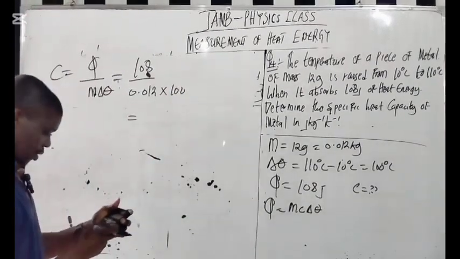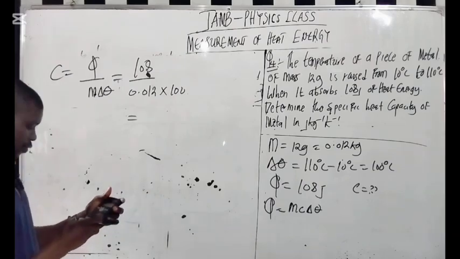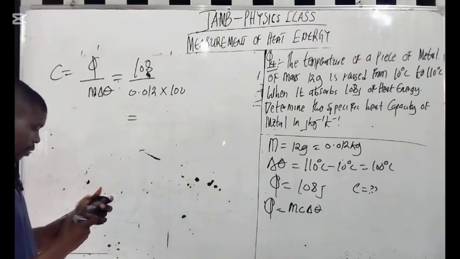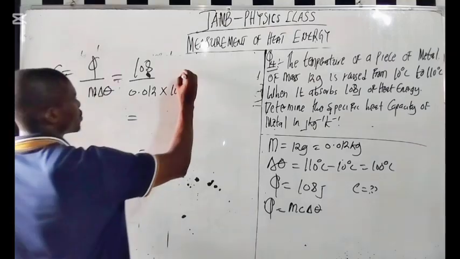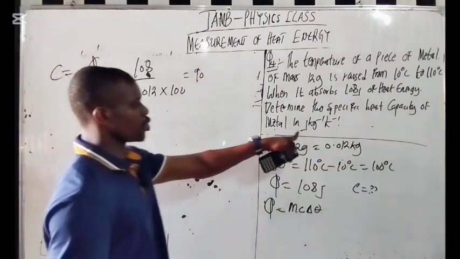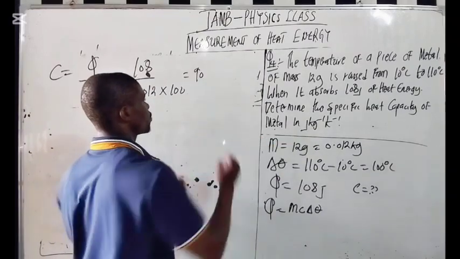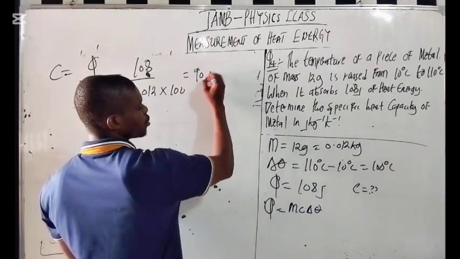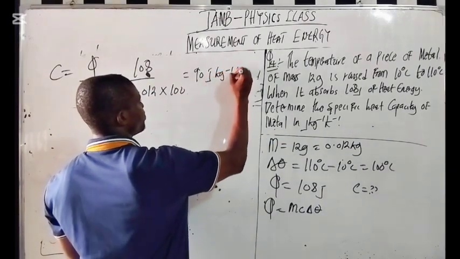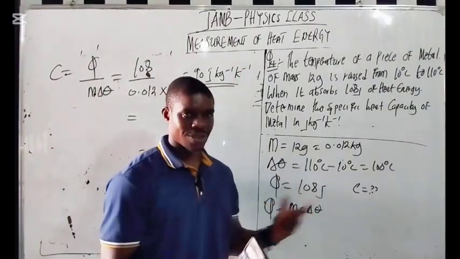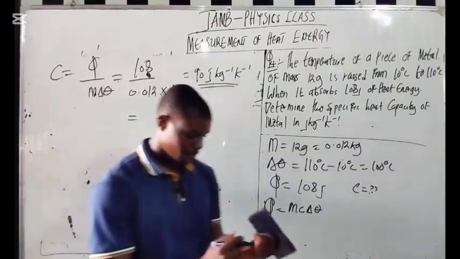So what is the answer here? You have 108 divided by 0.012 times 100. So you have 90. The unit must be joules per kg per kelvin. So 90 joules per kg per kelvin, right? Now this is how we solve these questions under this topic here.